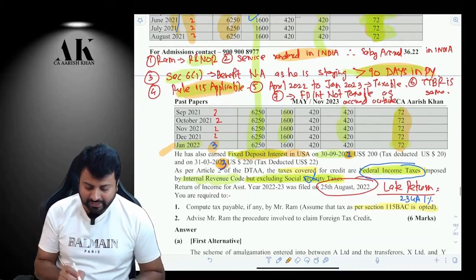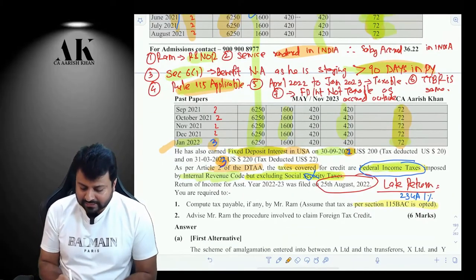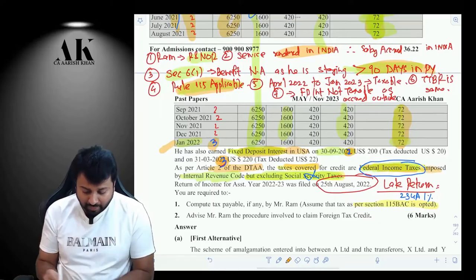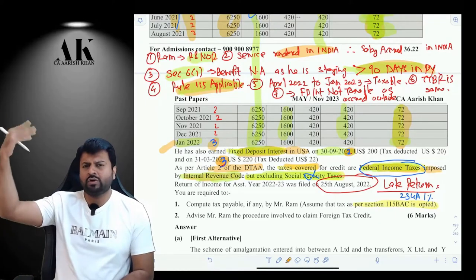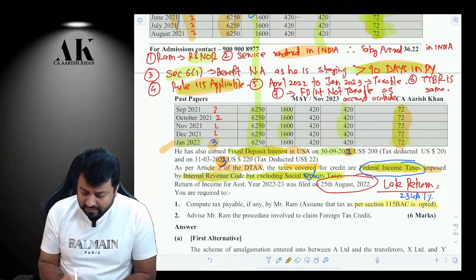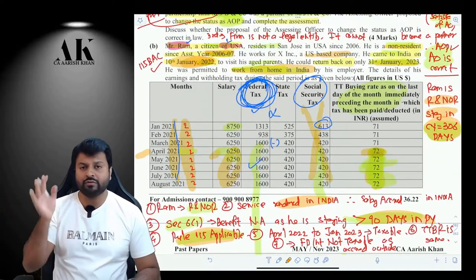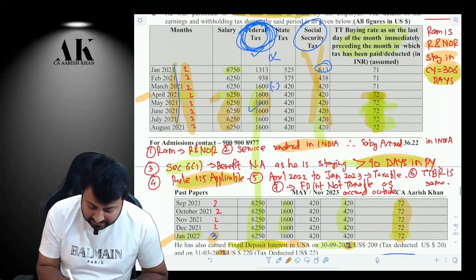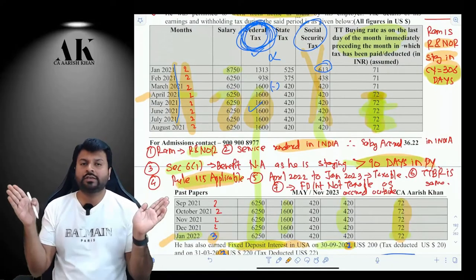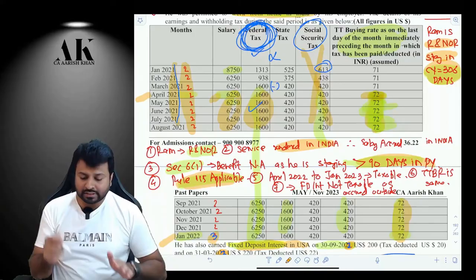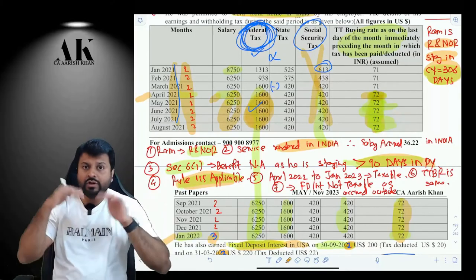For FTC, we have to read Article 2 of the DTAA. The taxes covered are the federal taxes imposed by the Internal Revenue Code. The Internal Revenue Code is the law of the US, but excluding Social Security tax. You are not supposed to take the social security tax in that. Now here also we have to make two assumptions. One assumption is that these taxes exclude social security tax. The second assumption is that these taxes include social security tax.